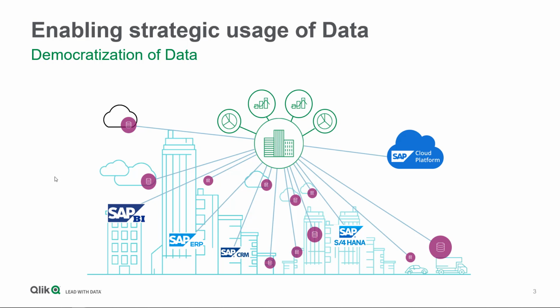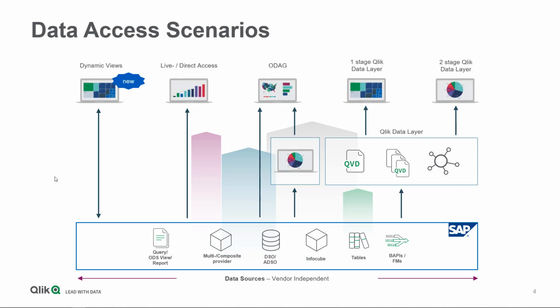Qlik offers integration to all different types of SAP systems, which includes legacy systems as well as HANA-based systems like S/4HANA, BW on HANA, or BW for HANA. Qlik offers an industry-leading range of types of data access scenarios.